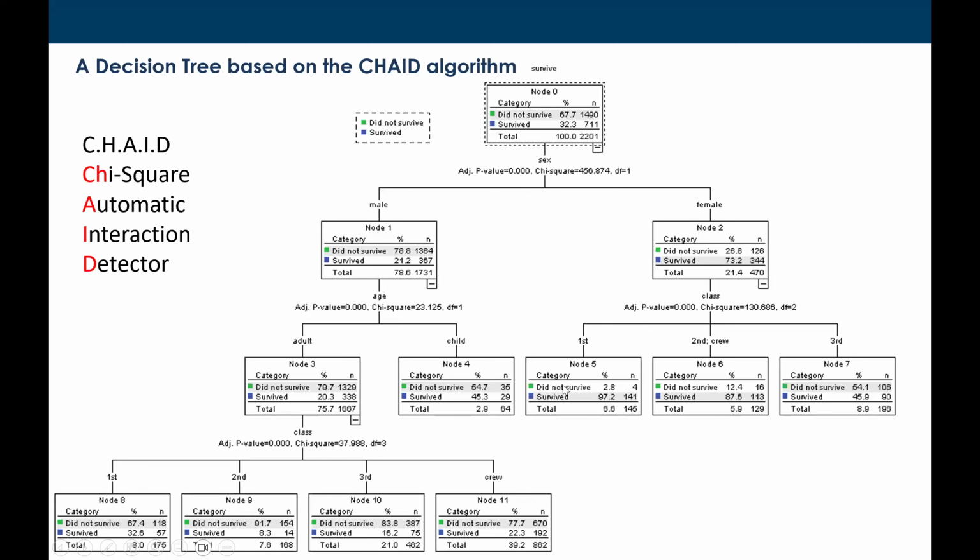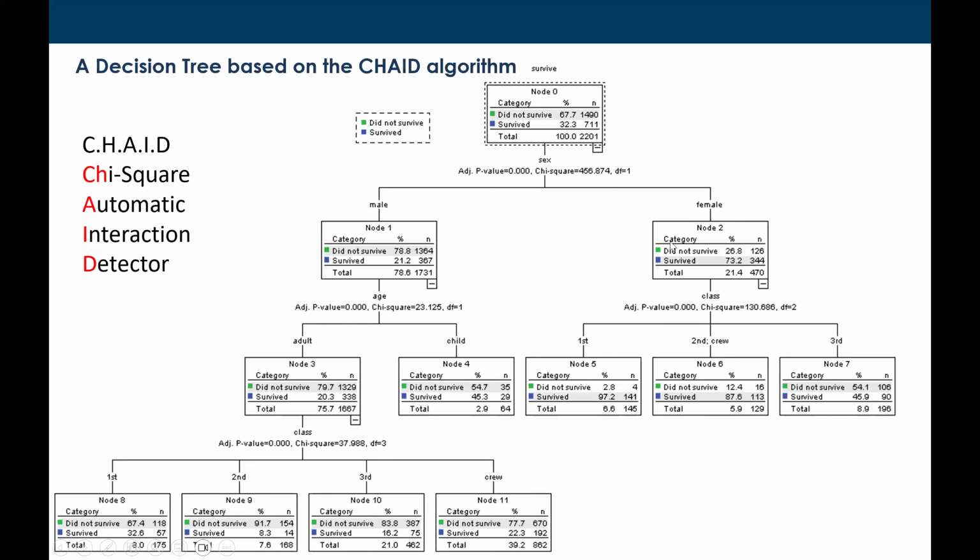It also finds groups that are not statistically different from one another, because here in the female group, unlike in the male group, it's grouped together second class and crew, because their survival chances were too similar to one another. 87.6% of women in second class or crew members survived, 97% of first class survived, and 45% of females traveling in third class survived.